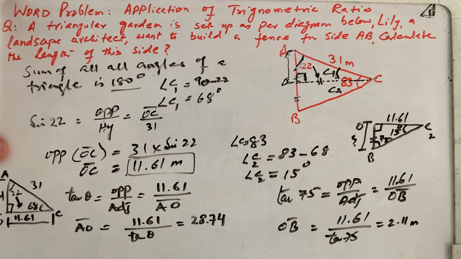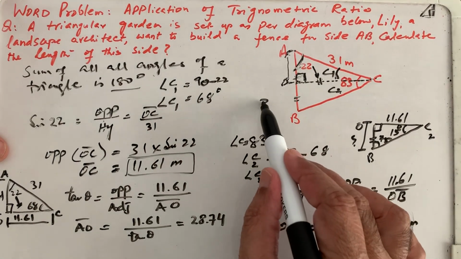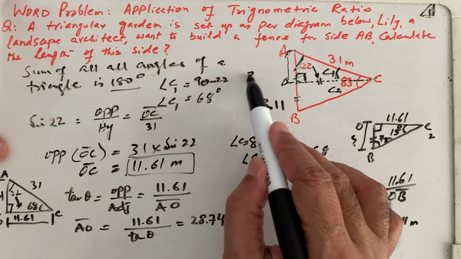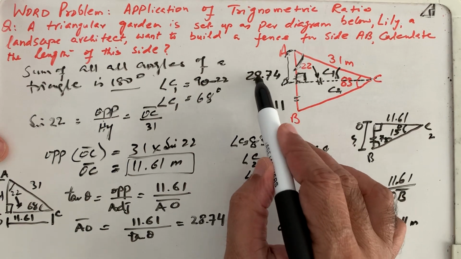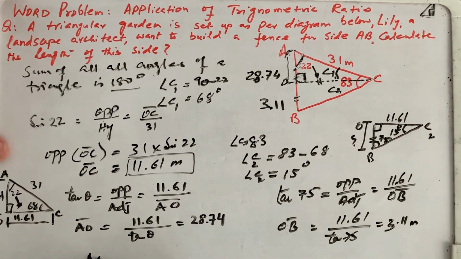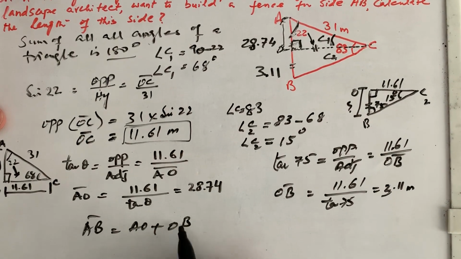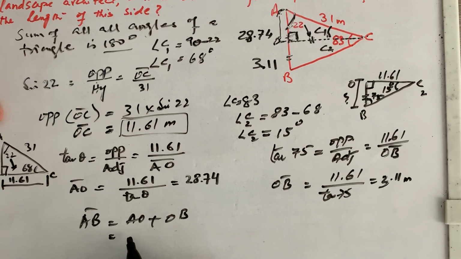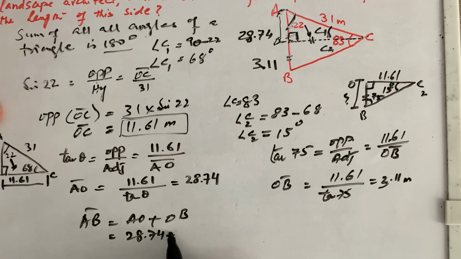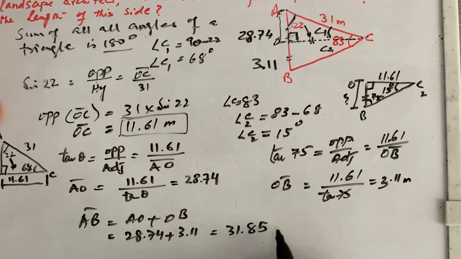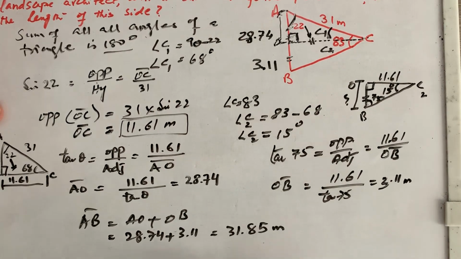I need to know AB. What is the total length AB? So this is 3.11 by calculator, my mistake. So now OB is 3.11 and AO is equal to 28.74. That means I need to know AB. So AB is equal to AO plus OB, which is 28.74 plus 3.11, which is equal to 31.85 meters. So that is what is required, the side length of AB.